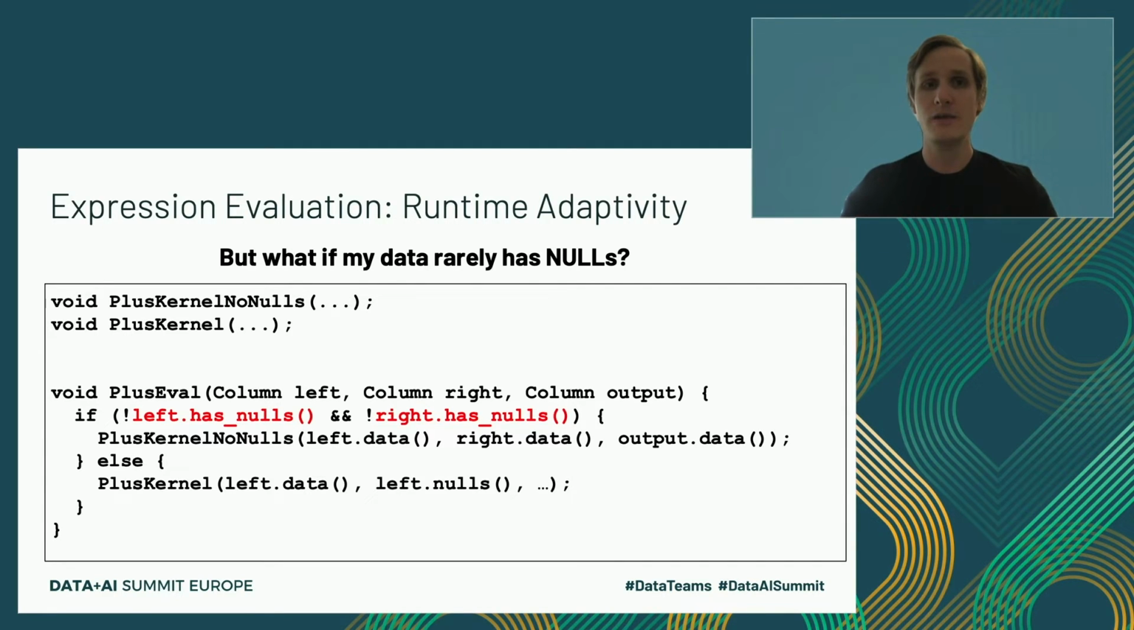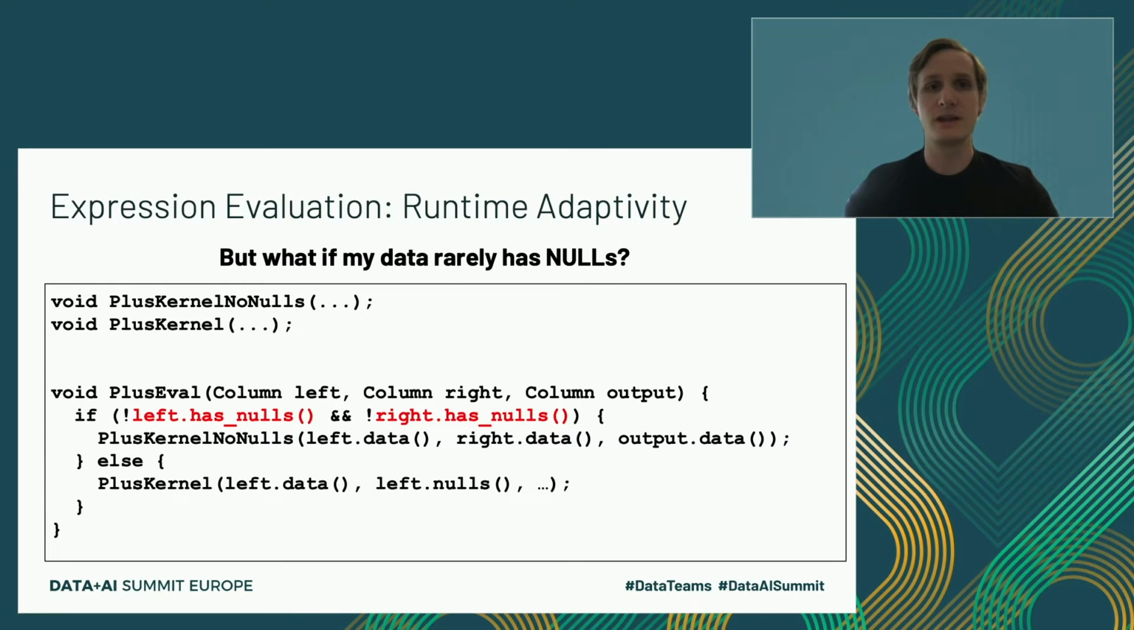It's pretty simple. The main idea is that for each of the input columns, we can keep track of whether it has nulls or not. And then at runtime, we can use this property to invoke either the generic kernel that can deal with nulls, or a specialized kernel that is optimized for no nulls on both sides. This is one example of runtime adaptivity, and you can imagine ways of further generalizing this to only the left or only the right having nulls and so on, or to other kinds of expressions.